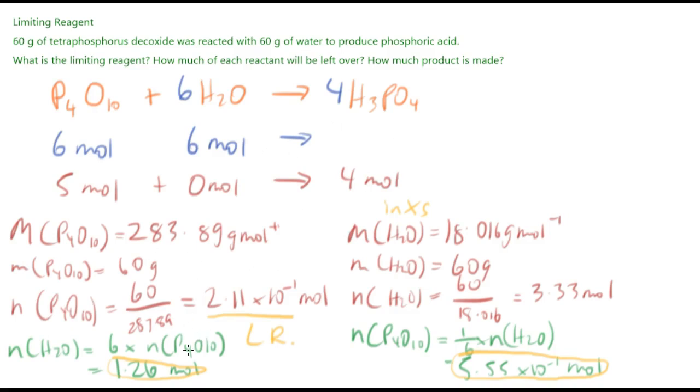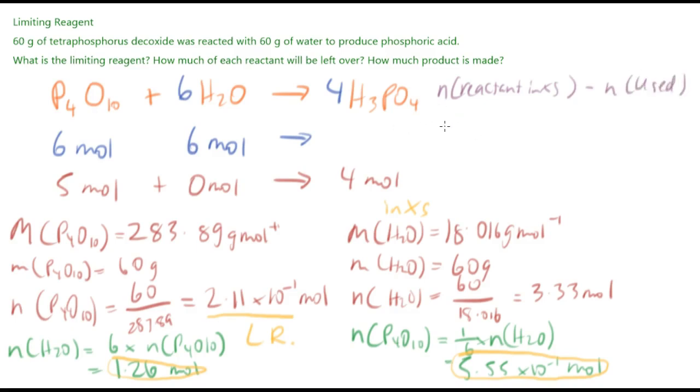So let's now answer the rest of the question. Okay, so here we clearly can find out that because our P4O10 is our limiting reagent, we're going to have none of that left after the reaction. However, we're going to have some water left. Let's find out exactly how much water we're going to have left. This is how you're going to do it: you get the number of moles of the reactant in excess, which is water, and you take away the number of moles that are actually used.